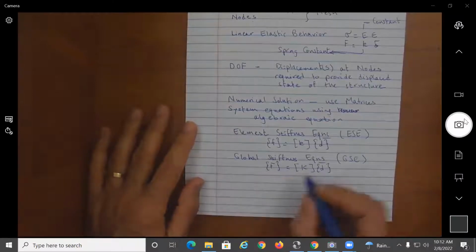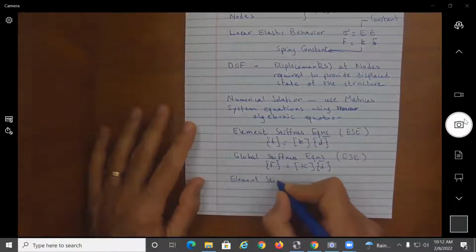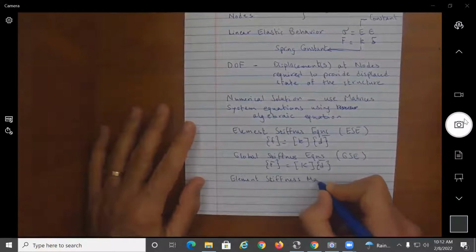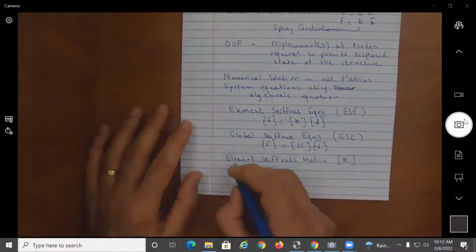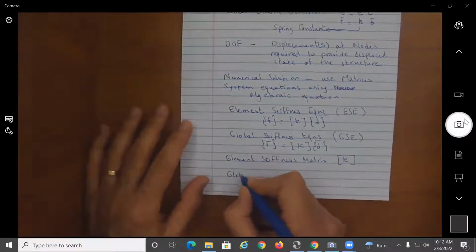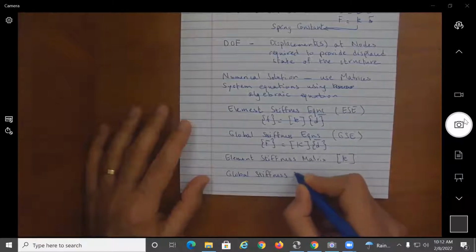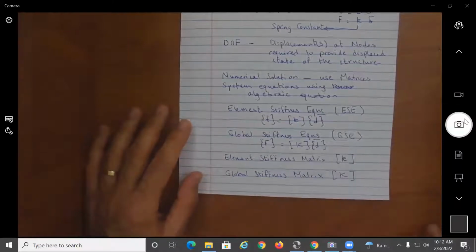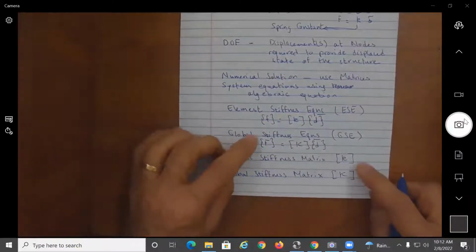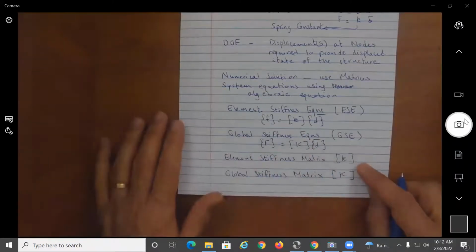We also learned about the element stiffness matrix, which is this lowercase k, and the global stiffness matrix, which is the uppercase K. Both lowercase k and uppercase K are square, symmetric, singular matrices, meaning I cannot solve the equations as they are.